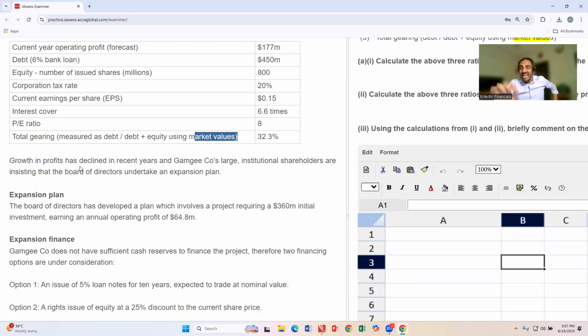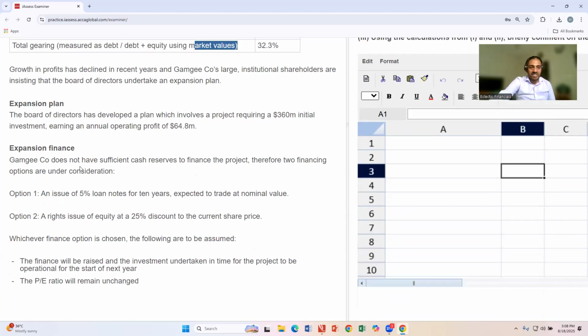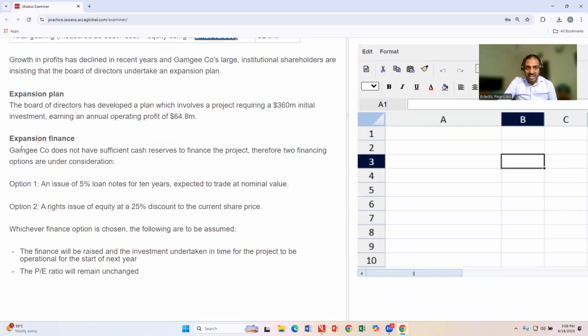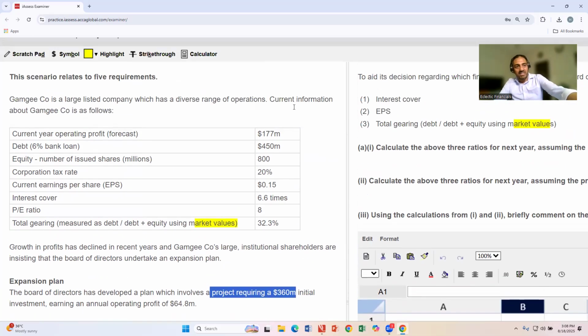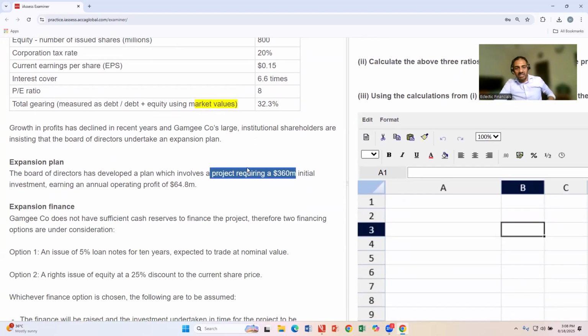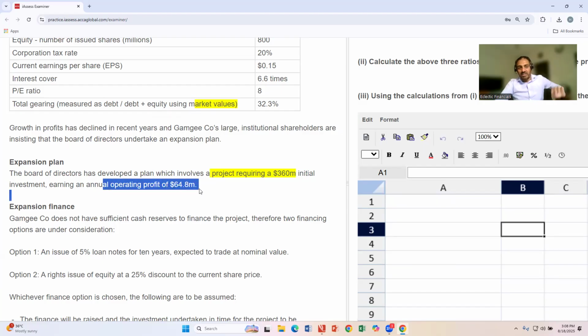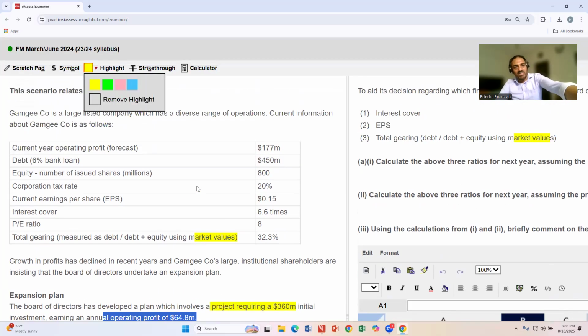Growth in profit has declined in recent years, and Gemgee company's large institutional shareholders are insisting that the board of directors undertake an expansion plan. The board of directors developed a plan which involves project finance of $360 million. Initial investment, earning an operating profit. Operating means PBIT.